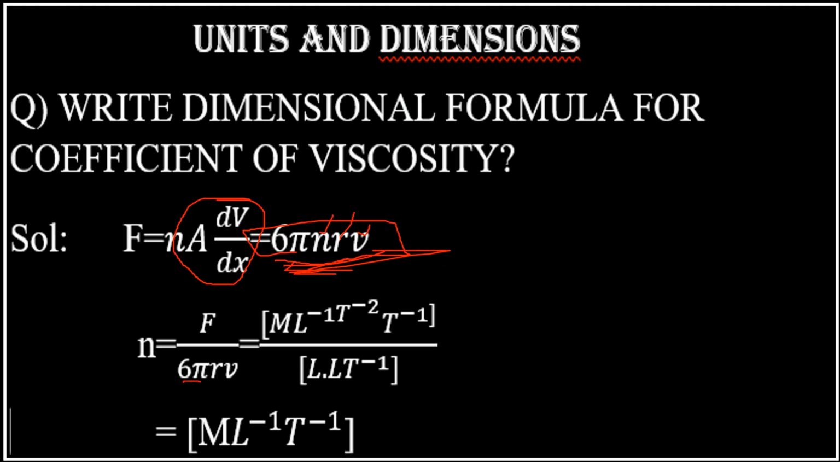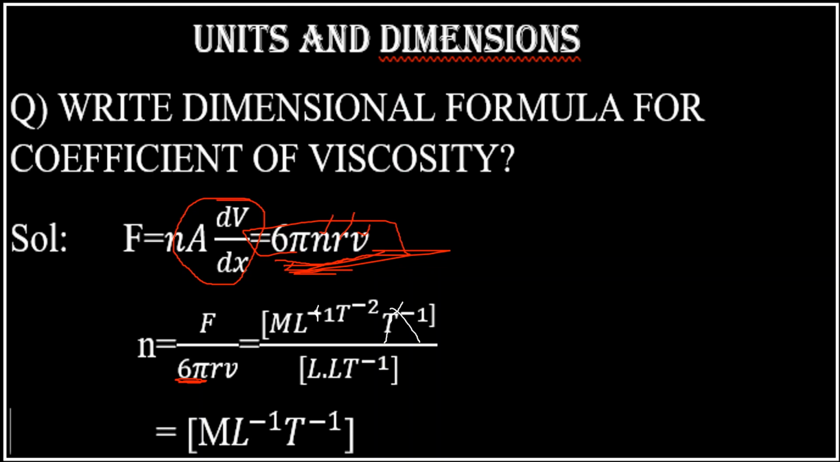See, both 6 pi are numericals. They do not have any dimensional formula. We already know that force has the dimensional formula M L T power minus 2. Typing mistake, sorry. Force equals M L T power minus 2. It is the force dimensional formula. R refers to length, V refers to L T power minus 1.